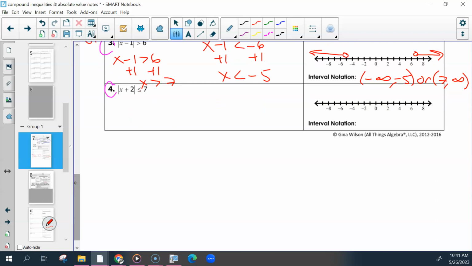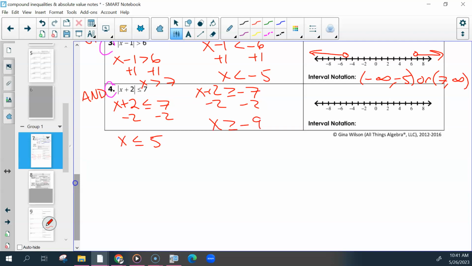The next one, since it's less than, that should be an and. It's already isolated, so drop the absolute value bars and set up your two cases. X plus 2 is less than or equal to 7, and x plus 2 is greater than or equal to negative 7. Subtract 2 on both sides. So x is less than or equal to 5, and x is greater than or equal to negative 9.